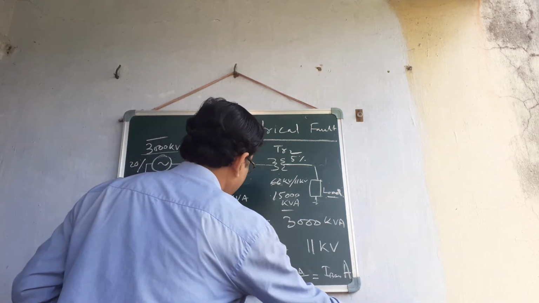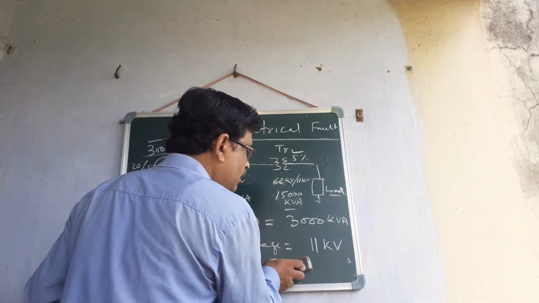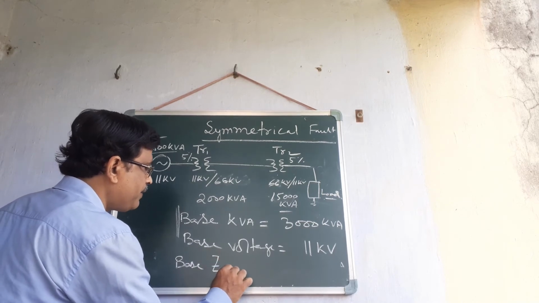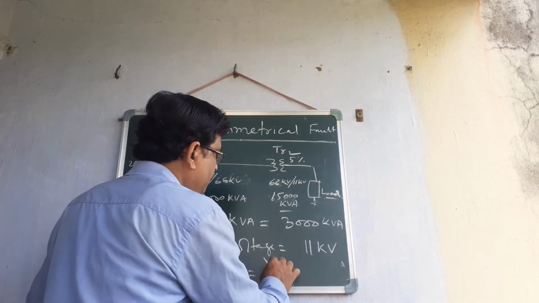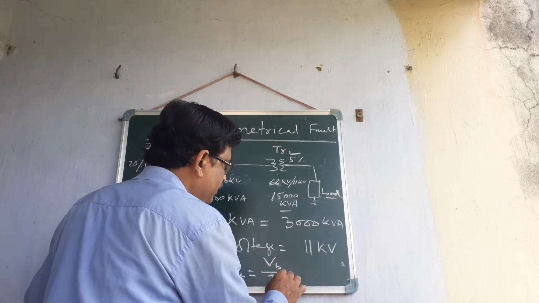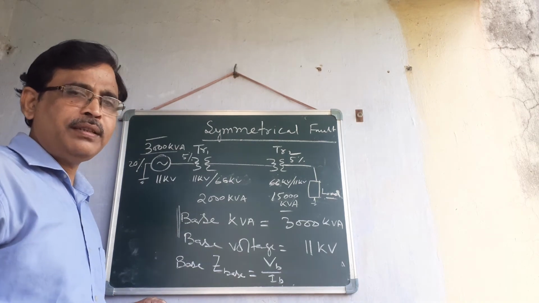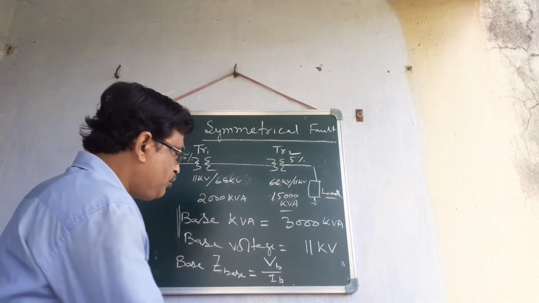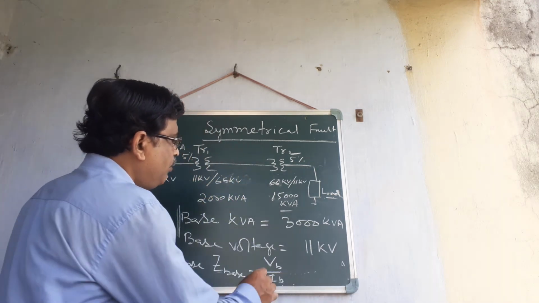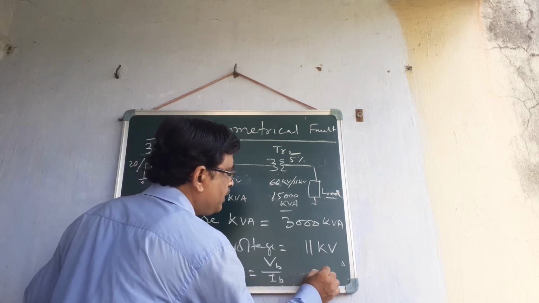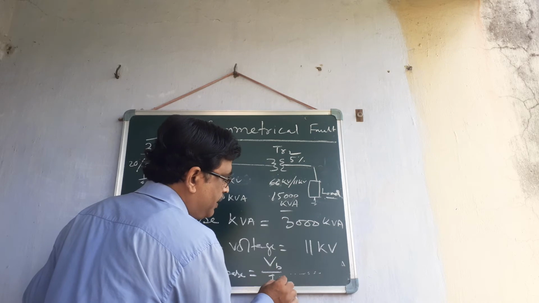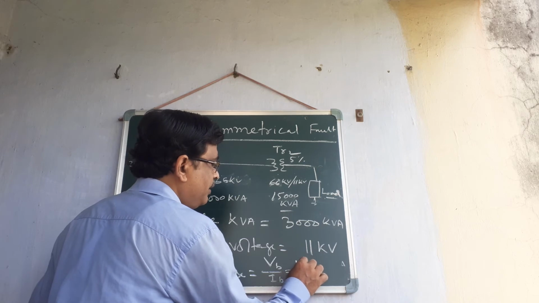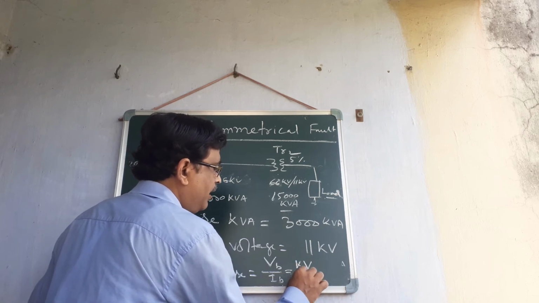And when this base current is known, you can find out base impedance, that means Z base. What is that? V base by I base. That will give you the base impedance. Now, base voltage divided by base current. One thing to keep in mind: base voltage, in general, is in kV, and here it is in amps.